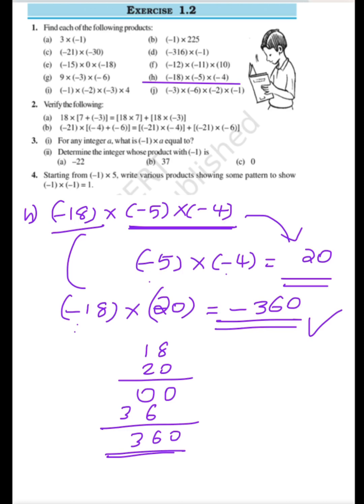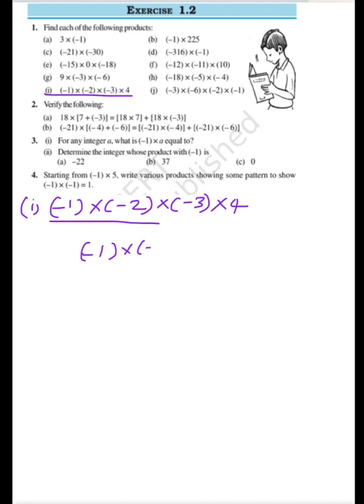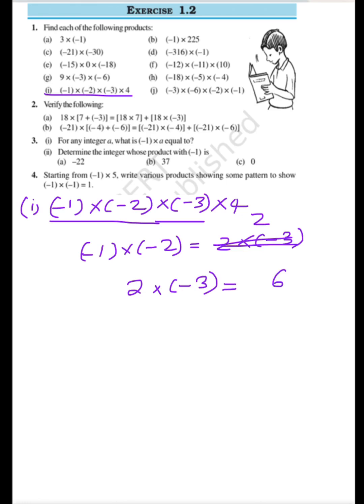Understand? Our answer will be minus 360. Now let's see I. What is I? I is minus 1 into minus 2 into minus 3 into 4. So let's multiply this. That is minus 1 into minus 2. 1 into 2 is 2. Minus into minus is plus. So the answer is 2. Now 2 into minus 3. 2 into 3 is 6, and put this minus sign. So the answer will be minus 6.